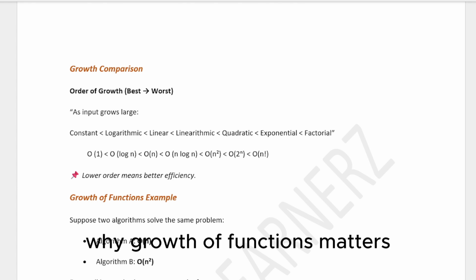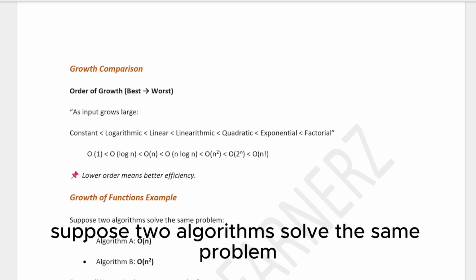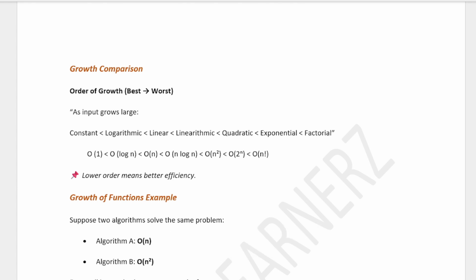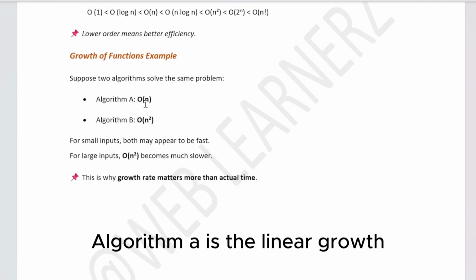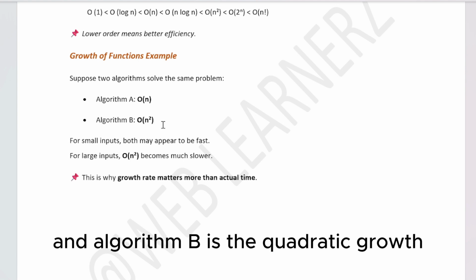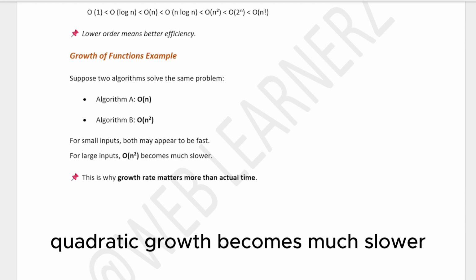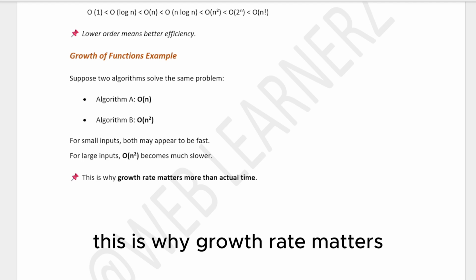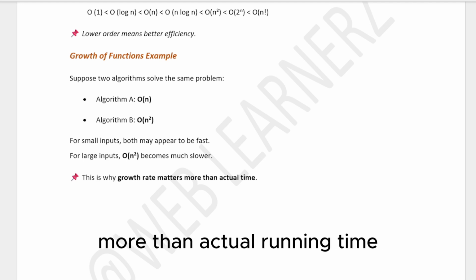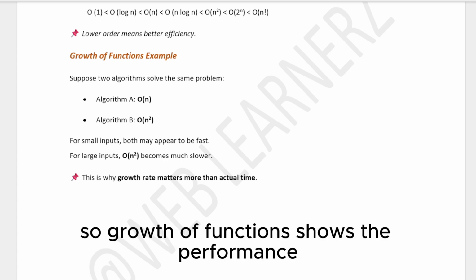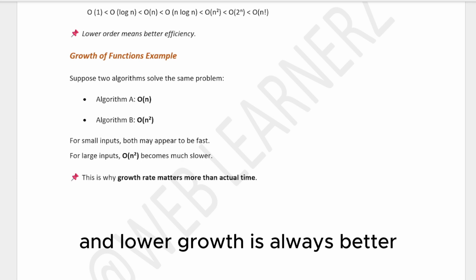Why growth of functions matters? Suppose two algorithms solve the same problem. Algorithm A has linear growth and algorithm B has quadratic growth. For small input, both look fast, but for large input, quadratic growth becomes much slower. This is why growth rate matters more than actual running time. So growth of functions shows the performance and lower growth is always better.